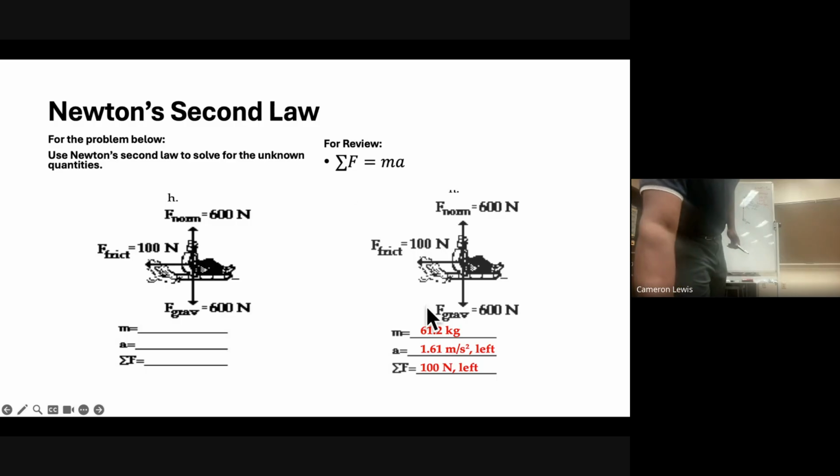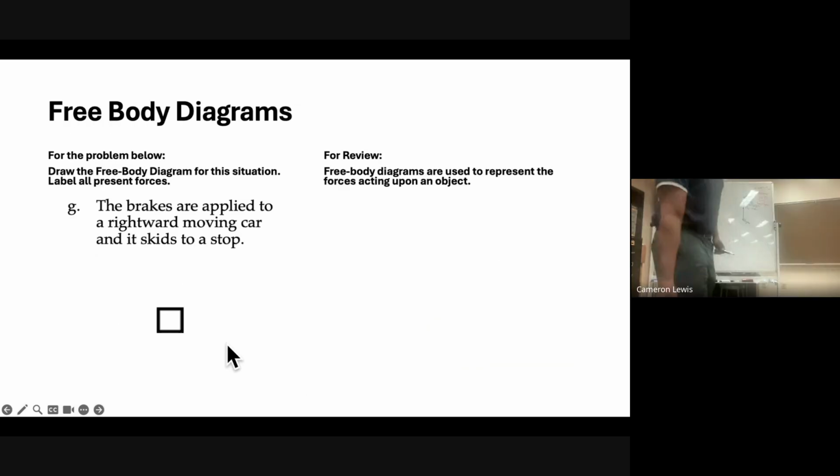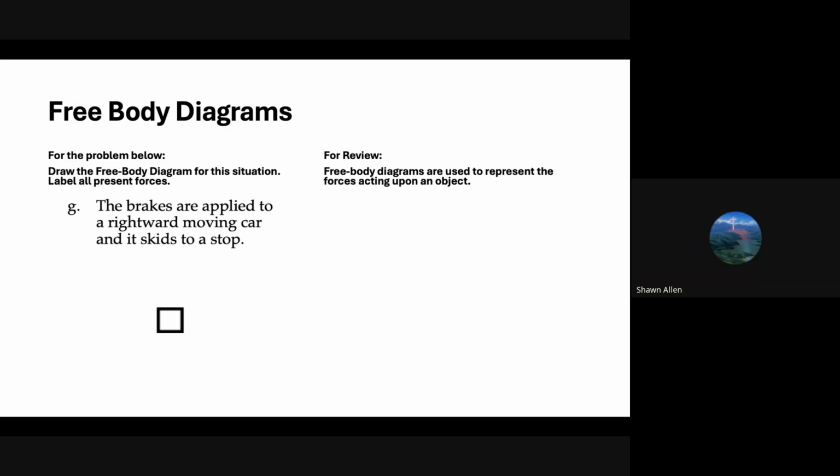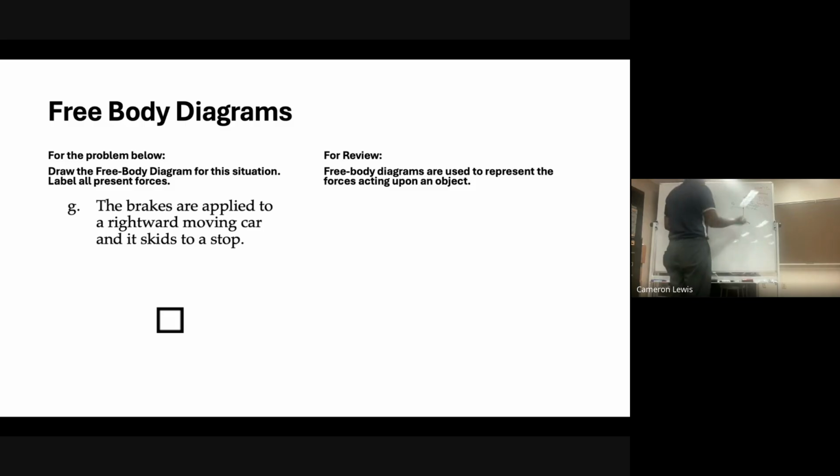Like how we did our last problem, right? Acceleration is to the left, so the force is to the left. So now I can draw my force over here to the left. Now, the question is, what type of force causes me to stop or slow down? When I press the brake, friction. So now we know what type of force. We have a frictional force, right? Do we have any other forces present, or are we good with these? We're good. So now we got our three forces present.